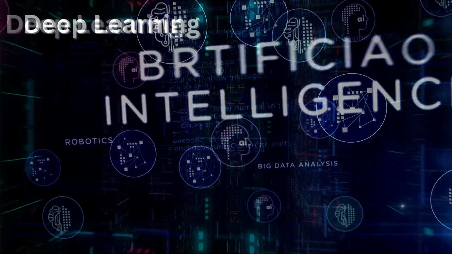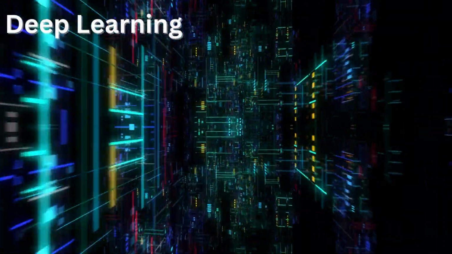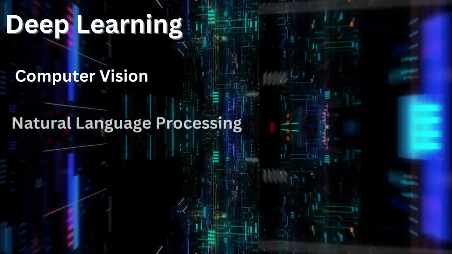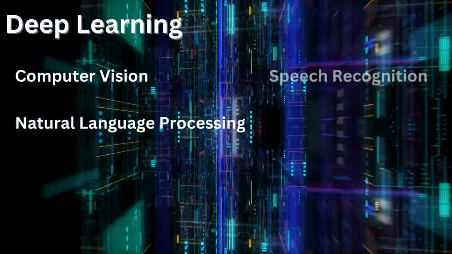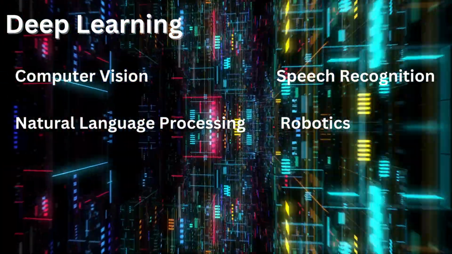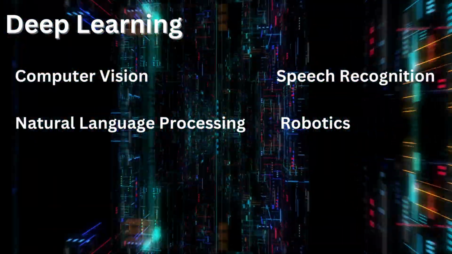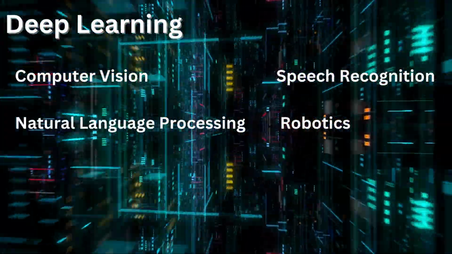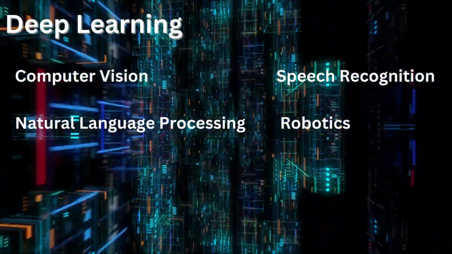Deep learning has been applied to a wide range of fields, including computer vision, natural language processing, speech recognition, and robotics. Some notable examples of deep learning applications include image and speech recognition, self-driving cars, and language translation.